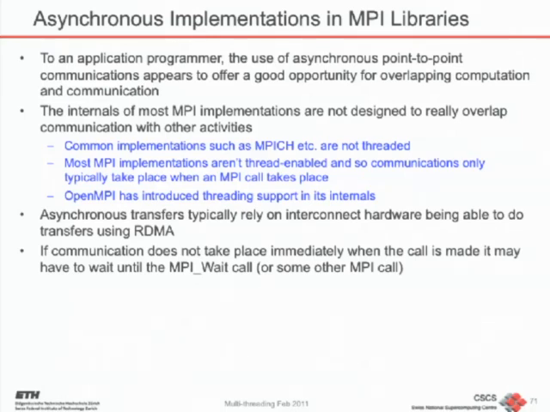OpenMPI has introduced its threading support in its internals, but I haven't gone through the code because it's millions of lines to find out where they have and where they haven't been doing this. So typically if you're going to get something out of an asynchronous call, you rely on the hardware being able to do these transfers for you, and the MPI implementation then being able to effectively offload. And certainly Gemini could do this for you. Roberto would be the person to tell you how effective the MPI implementation is on top, or he will find somebody who could tell you. And as I said, if it doesn't take place then, it will probably take place when the wait occurs.